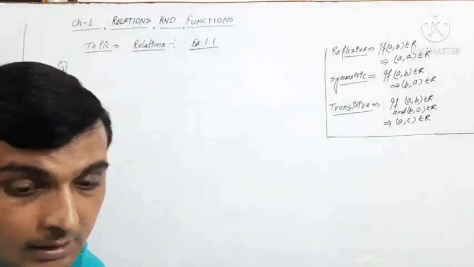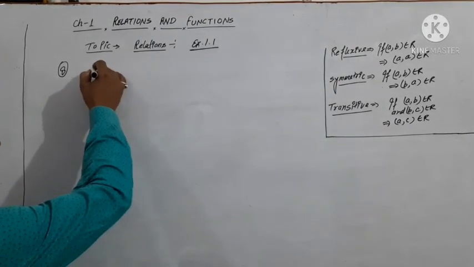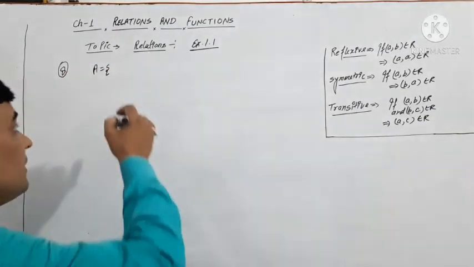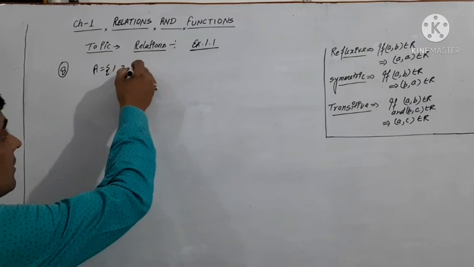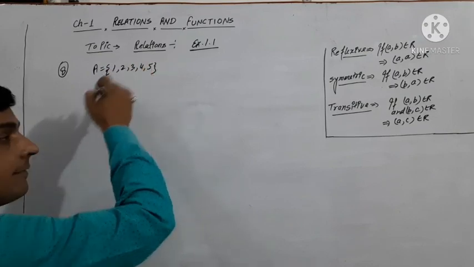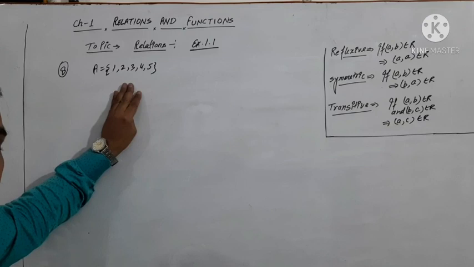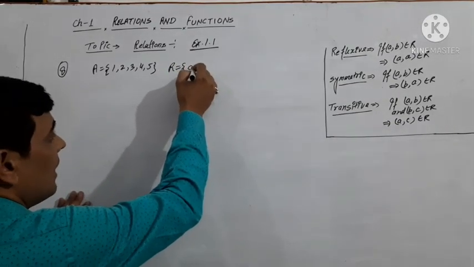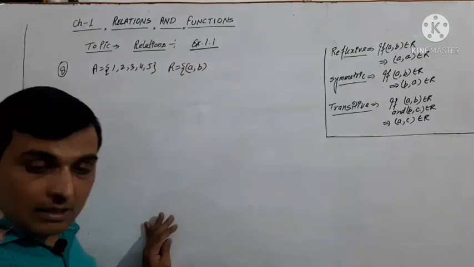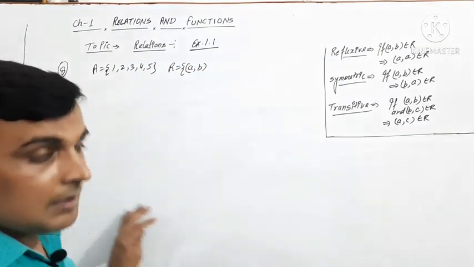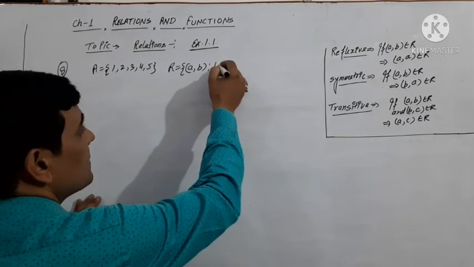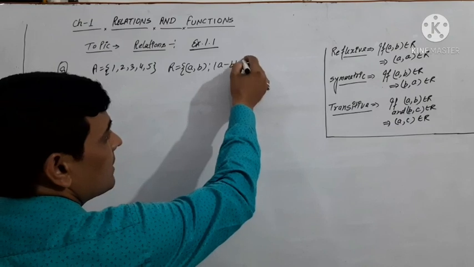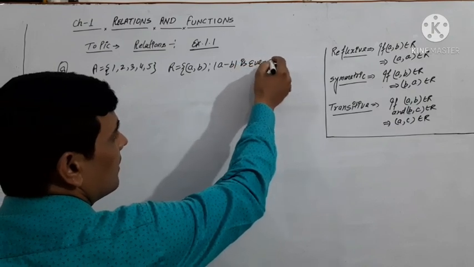Clear? A relation R in the set A. What is the set? The set is {1, 2, 3, 4, 5}. This is the set A. And relation R is defined as {(a, b) such that modulus of a minus b is even}. Modulus of a minus b is even.